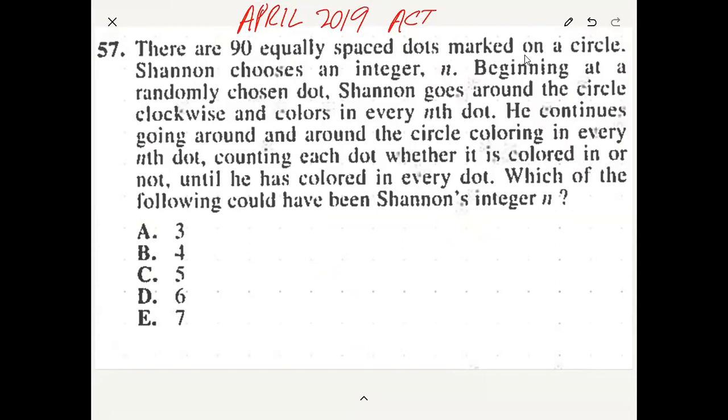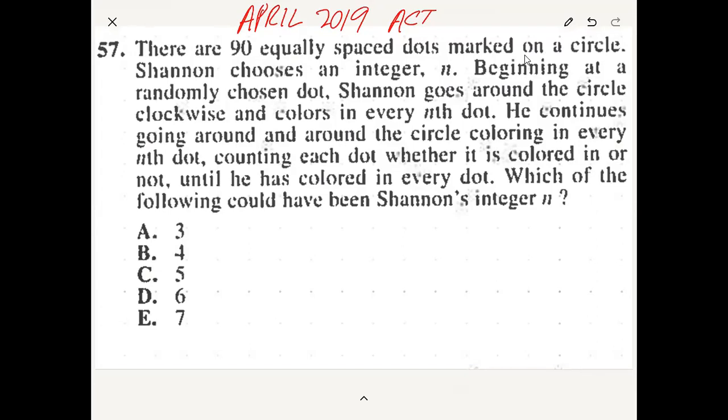It says, there are 90 equally spaced dots marked on a circle. Shannon chooses an integer n, and beginning at a randomly chosen dot, Shannon goes around the circle clockwise and colors in every nth dot. He continues going around and around the circle, coloring in every nth dot, counting each dot whether it's colored in or not, until he has colored in every dot. Which of the following could have been Shannon's integer n? So they give us 5 choices: 3, 4, 5, 6, and 7.